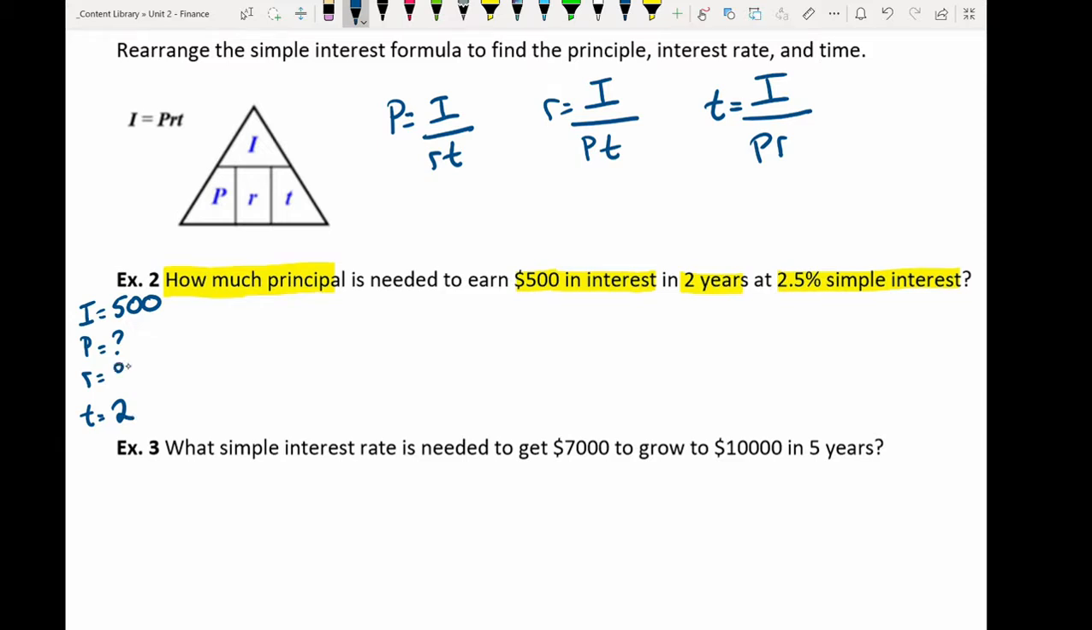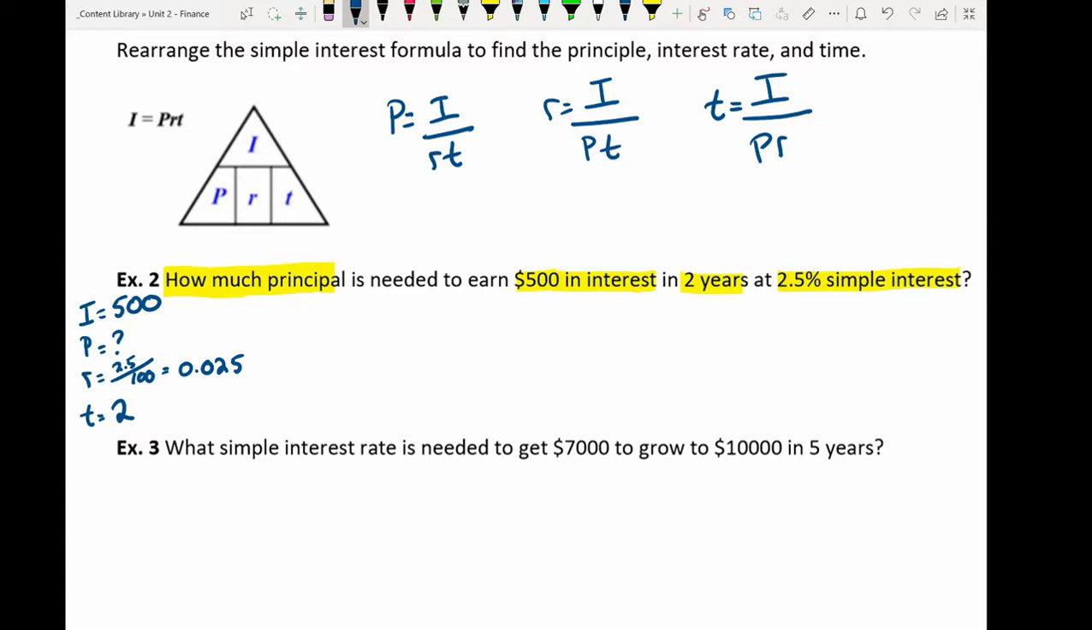My R value, 2.5 is the percent. I need to divide that by 100, which is 0.025. You don't need to write down that step of showing that division by 100. I'm going to do that just to show people where this 0.025 number is coming from.